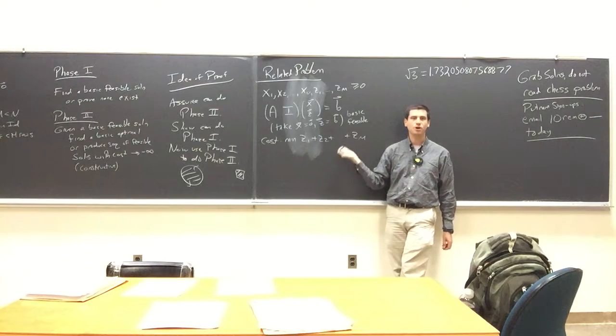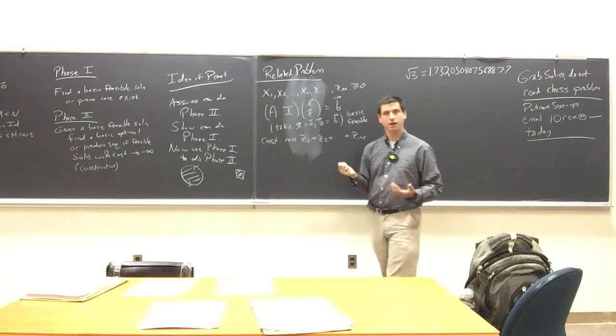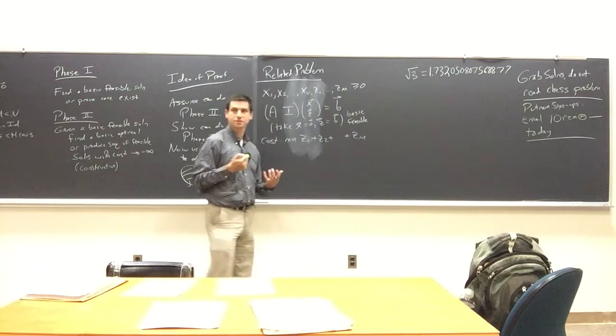What is the smallest possible cost we could get? 0. We may not get it. And what's the only way we get 0 as a cost?